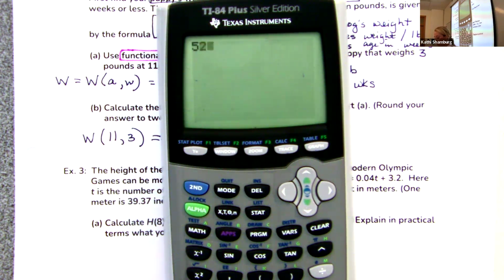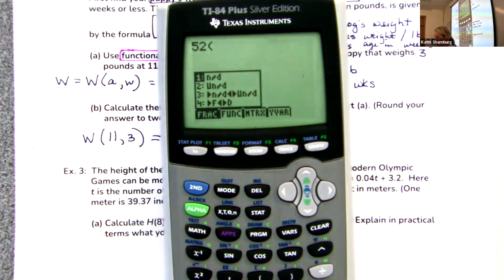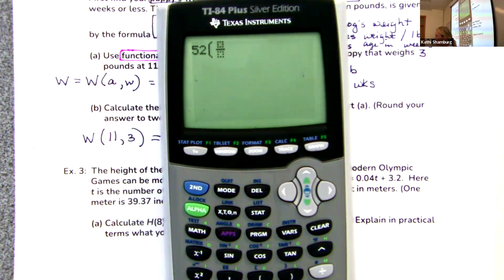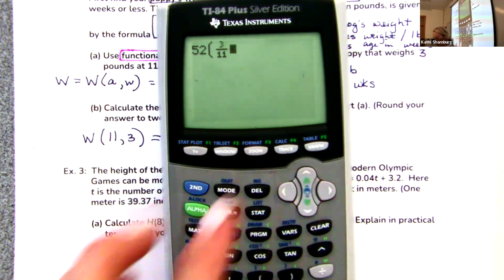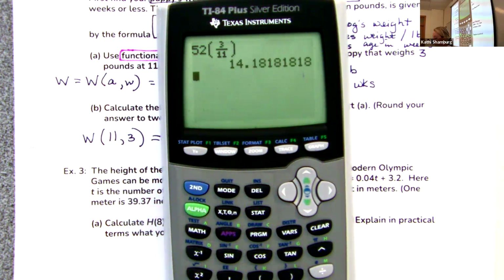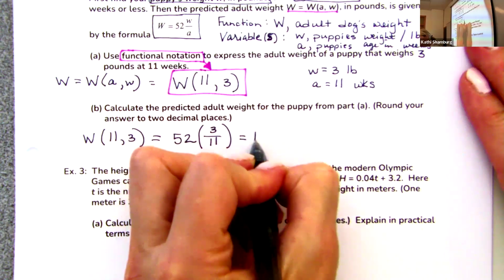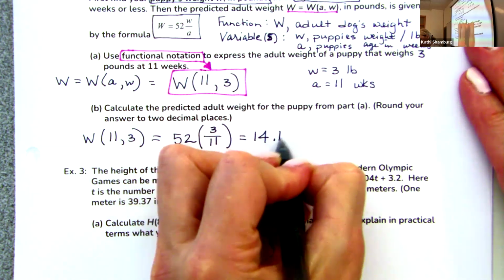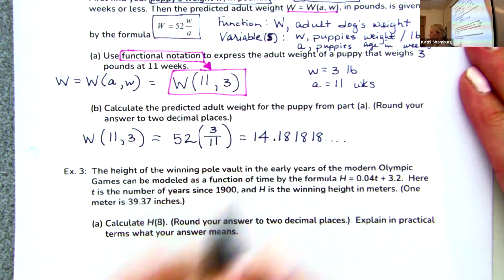So 52, open parenthesis, alpha y equals 1.3, was that right? 3/11? Yeah. Close parenthesis, enter, and now I get my decimal. Okay. All right, so this is the answer.